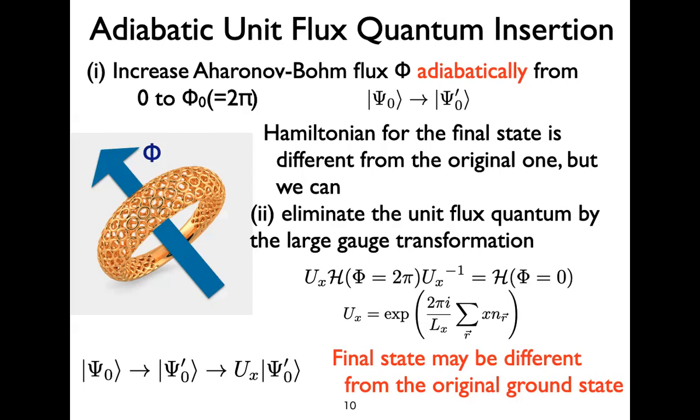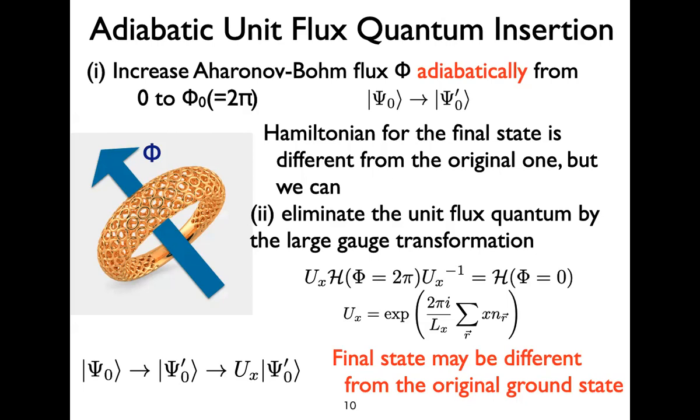But you cannot directly compare this final state wave function with the initial state wave function, because the final state is for the Hamiltonian with 2 pi flux, but the initial state is for the Hamiltonian with 0 flux. So you are in a different case. In order to compare the initial state with the final state, you must apply this large gauge transformation to the final state, because by the large gauge transformation, you can go back to the original gauge where the vector potential is zero.